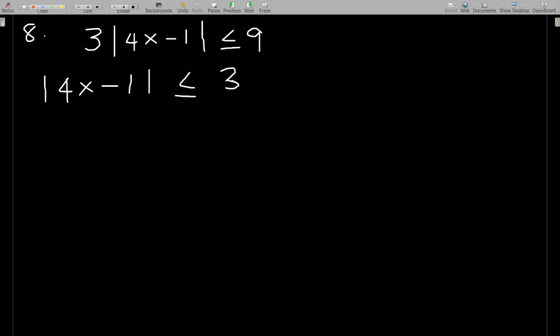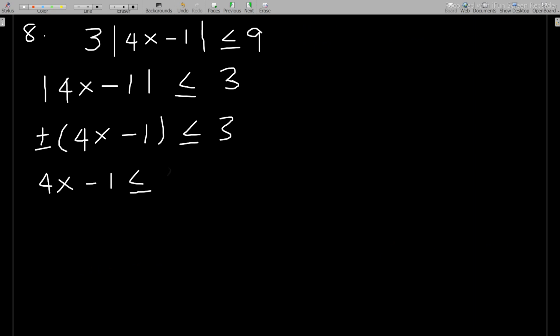Okay, so here what you do is plus or minus. I said this is less than or equal to 3. So first of all, 4x minus 1 is less than or equal to 3, and I have 4x less than or equal to 3 plus 1, and that will give me 4. So I have x is less than or equal to 1.